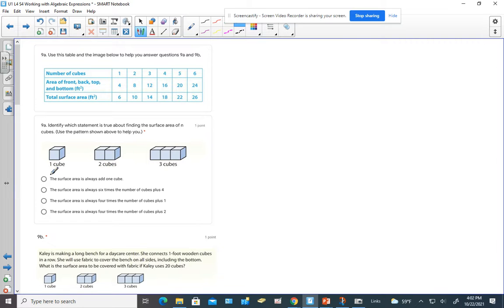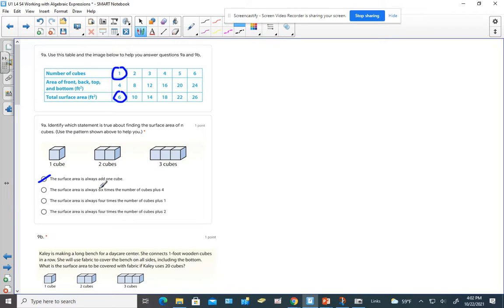So let's look at choice number 1. The surface area is always add 1 cube. So in other words, what do we have to do to the number of cubes to get the surface area? Are we adding 1? Is this plus 1 this? Nope. So let's cross that one off. It's not that. Let's look at the second choice.